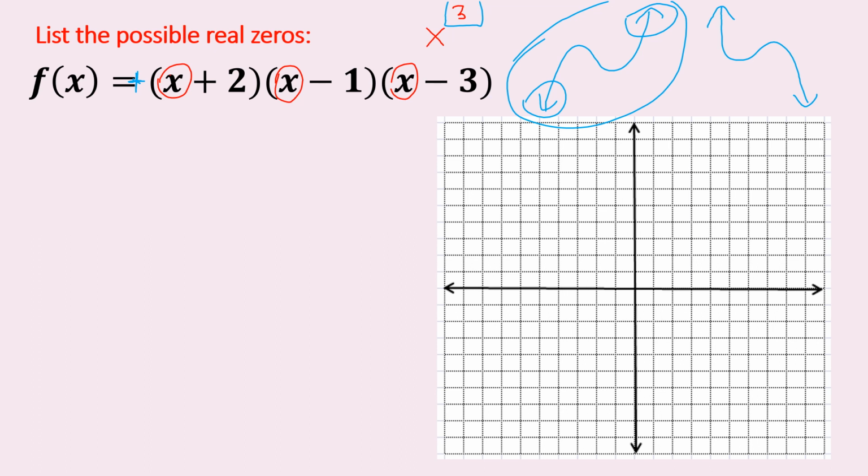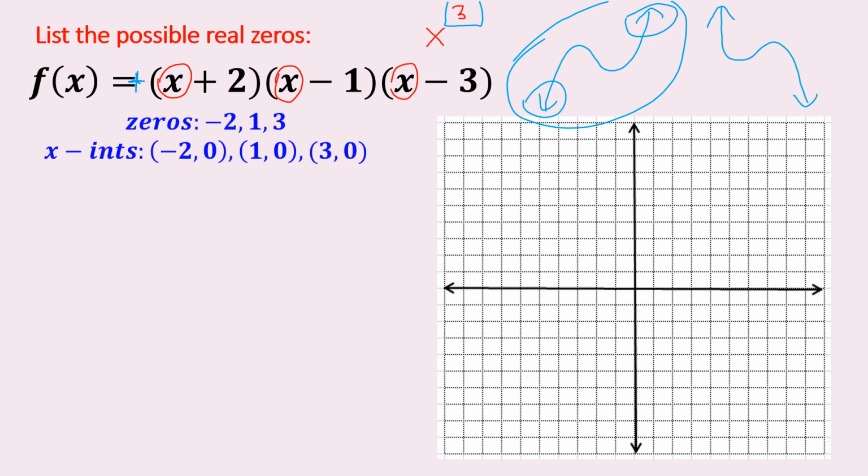The other thing we can get from the equation is what the zeros are. Zeros are just the opposite of these numbers: -2, +1, +3. We can use those to write our x-intercepts. It's going to cross the x-axis at -2, +1 and +3. And once we have those on the graph, we're just going to plug in numbers to see exactly where the graph goes.